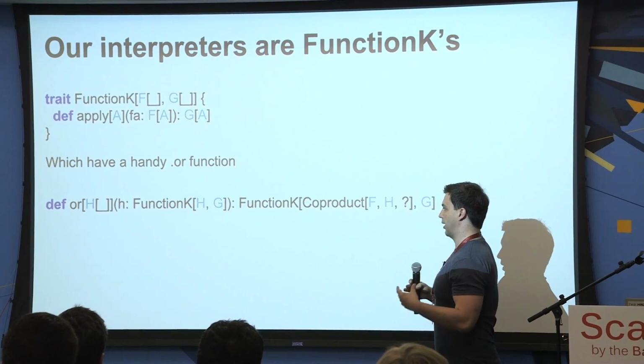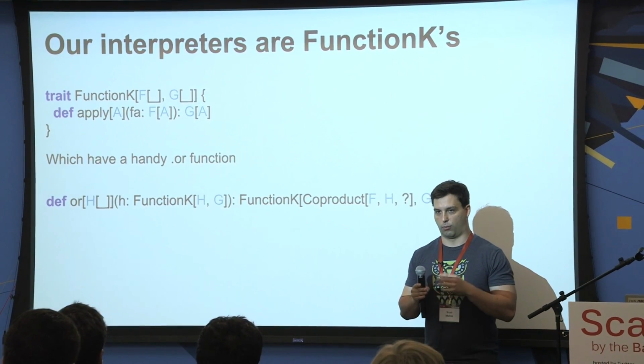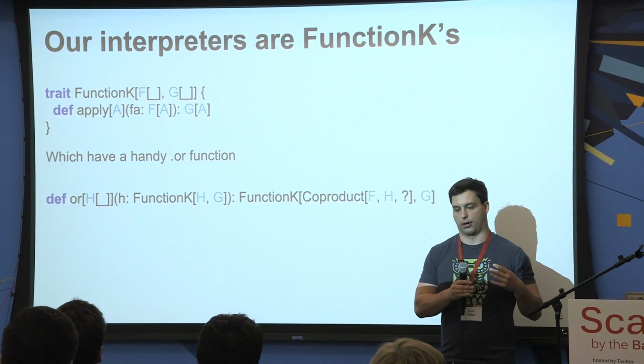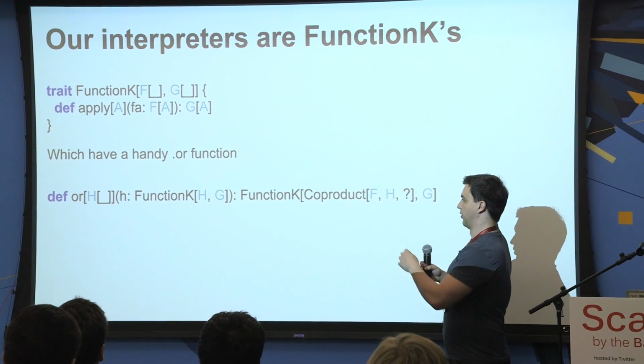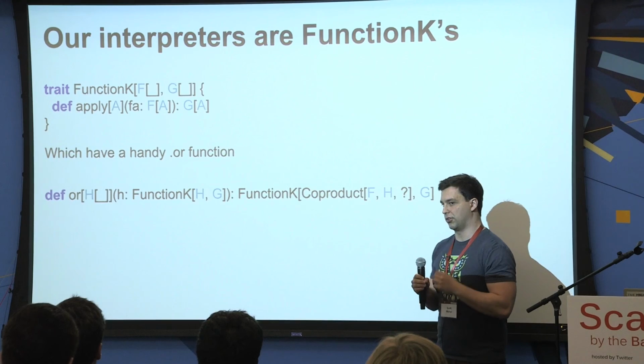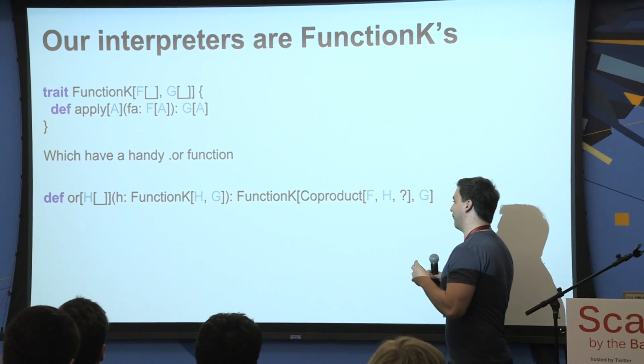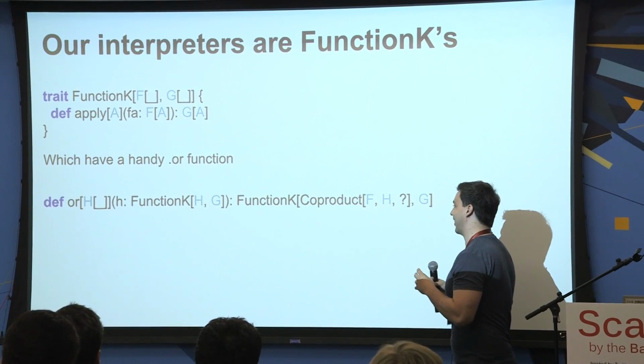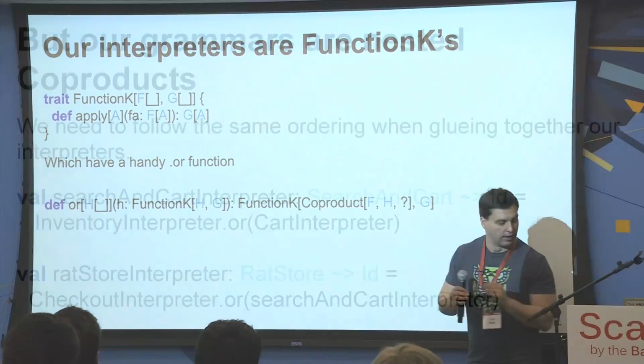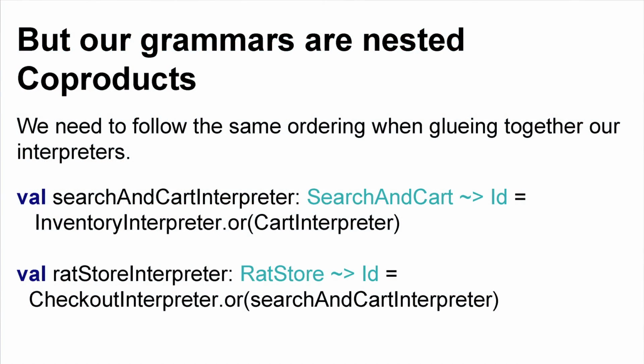So we've got a way, based on what our interpreters are, which are FunctionKs, to combine them together. Now we just need to string them together in a way that matches this RatStore structure here. And it's really not that complicated. It's just do things in the correct order and you should be fine.